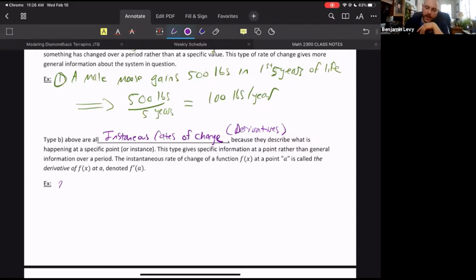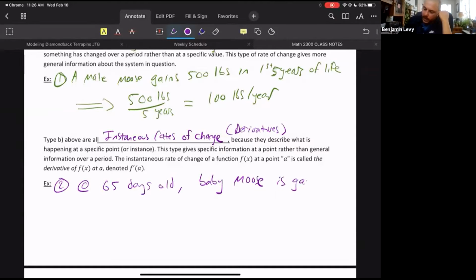And so maybe an example of that in terms of this moose thing would be, at 65 days old, that's still a baby moose, right? Yeah, a baby moose is gaining, let's say, I'm just totally making this up, 5 pounds per day.